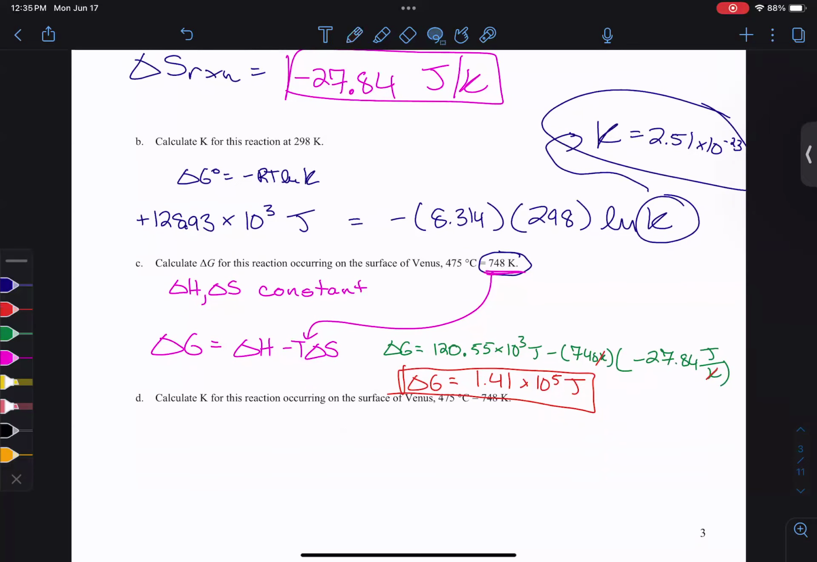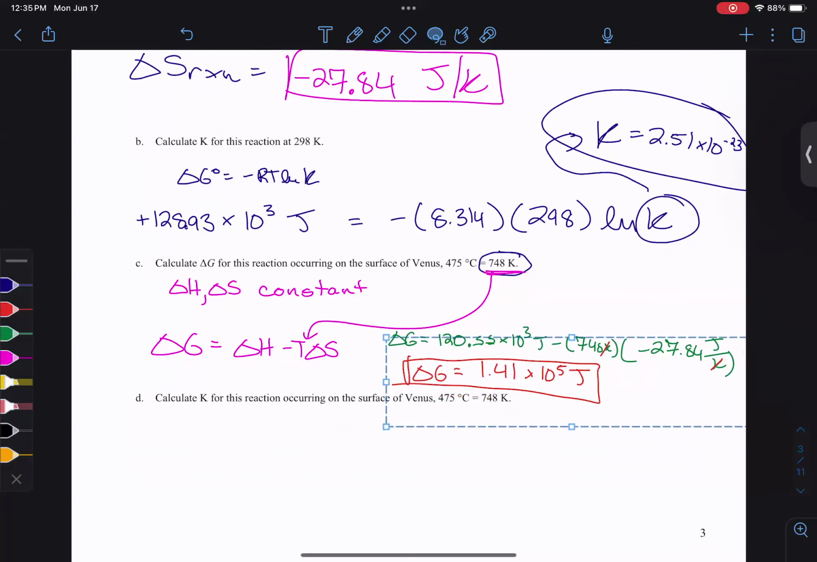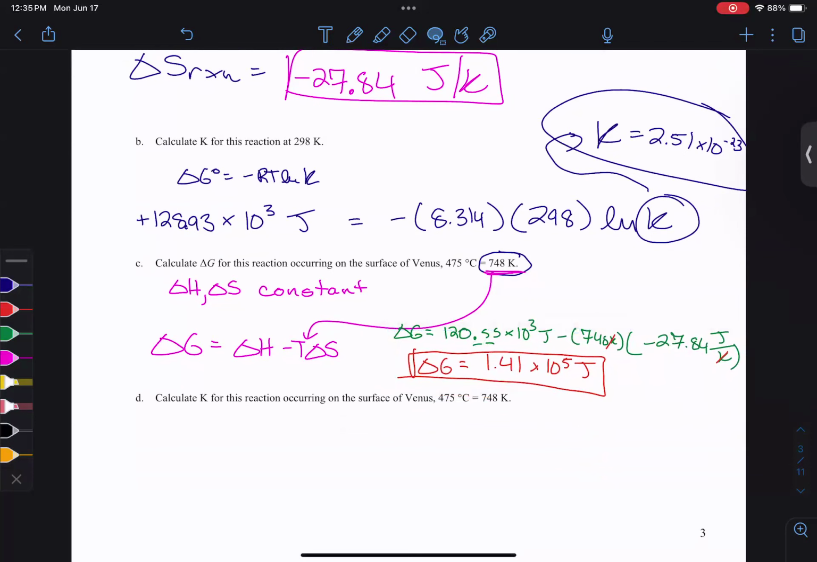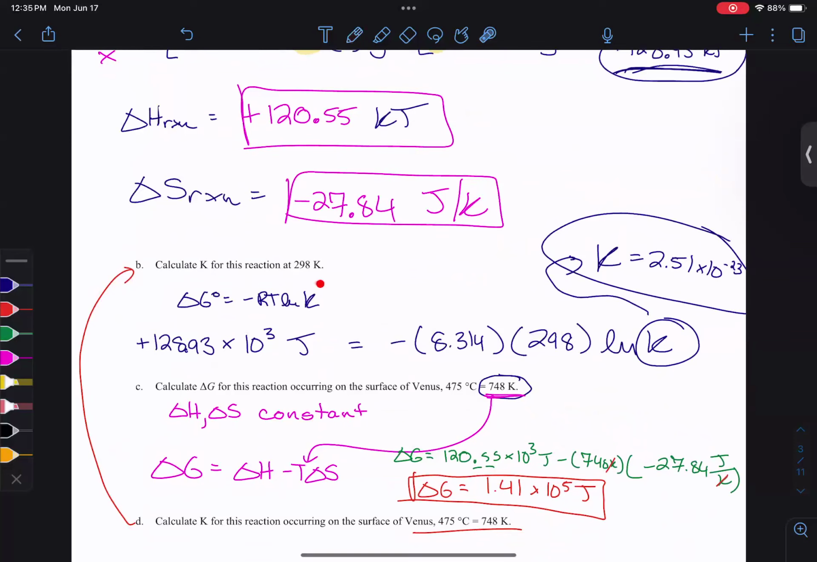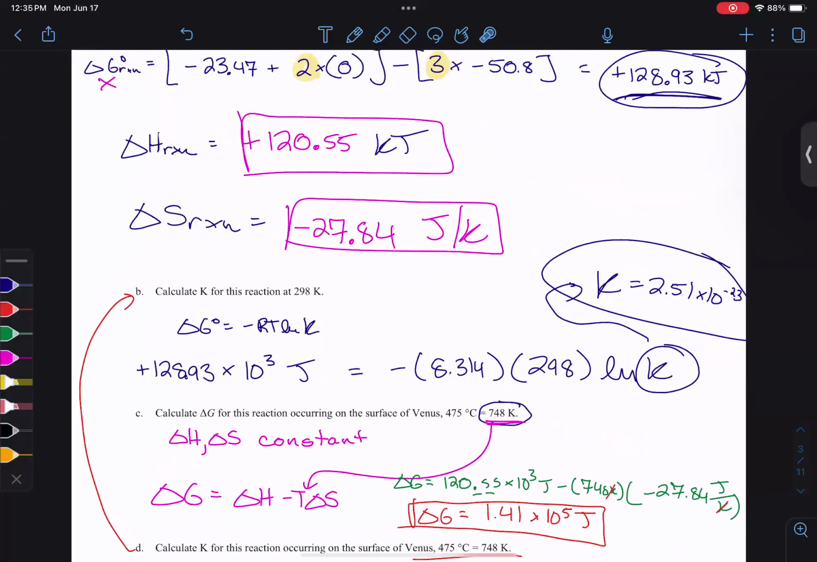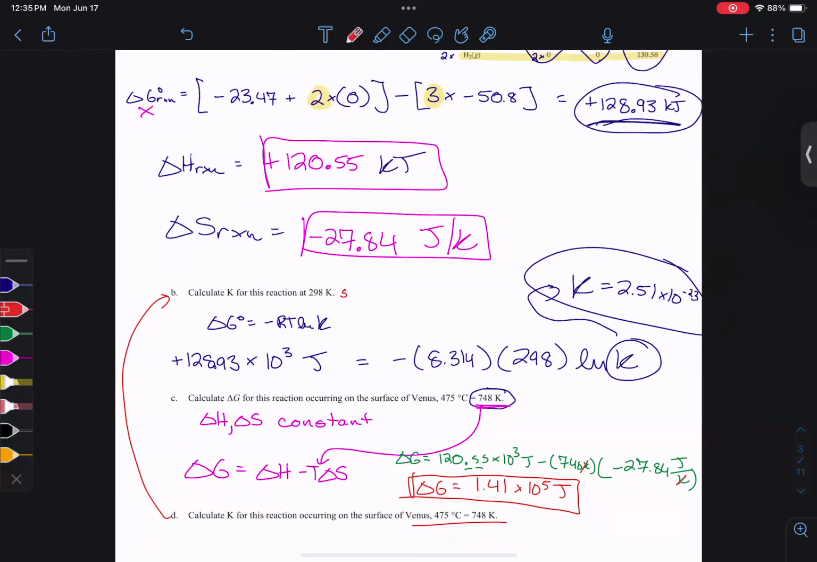Okay, so let's calculate K for this reaction on Venus. So we did this earlier, but for the reaction at 298, this was at standard conditions. Part B was at standard conditions. So we were allowed to use delta G naught that we calculated before because it was at 298 Kelvin.